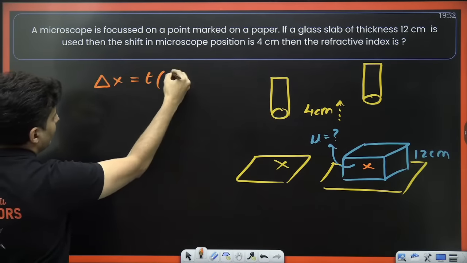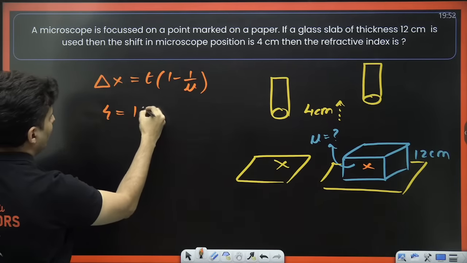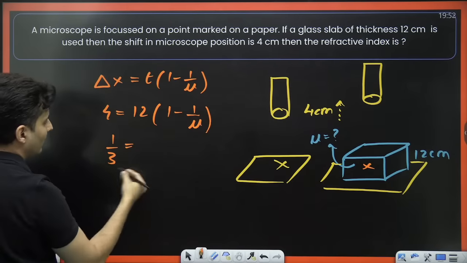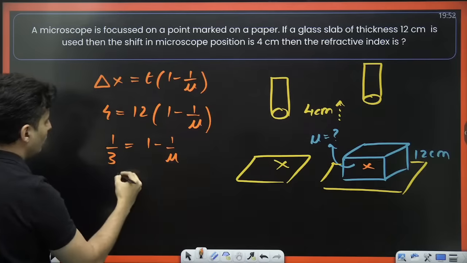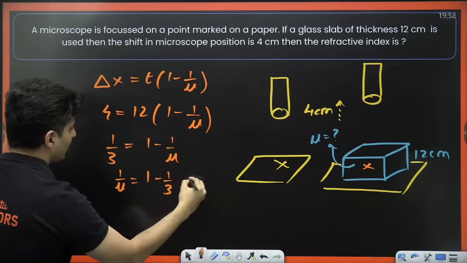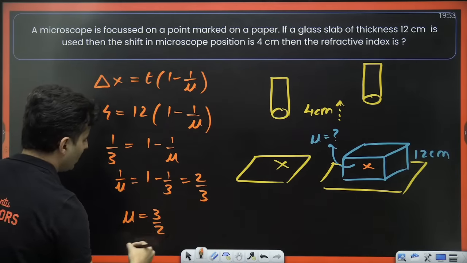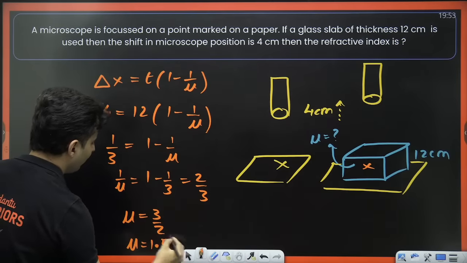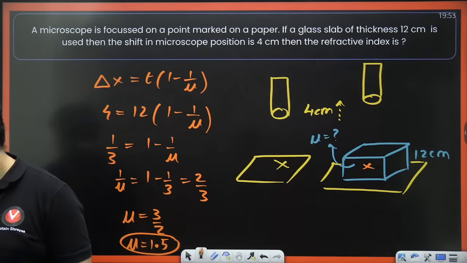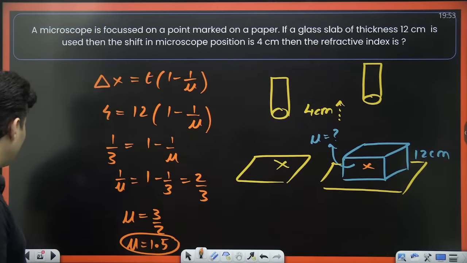Delta x is thickness into 1 minus 1 by mu. Delta x is 4, thickness is 12, 1 minus 1 by mu. So this will become 1 by 3 because 4 by 12 is 1 by 3. 1 minus 1 by mu, so 1 by mu is 1 minus 1 by 3, which is nothing but 2 by 3. Reverse it, the reciprocal will be 3 by 2. So refractive index is 1.5. Clear? How to solve this? Very nice, my dear students.